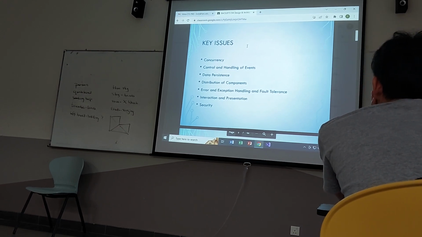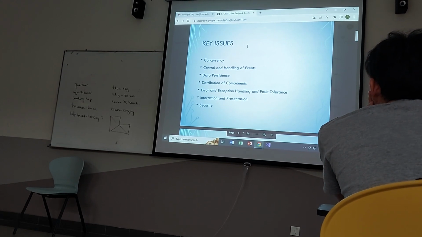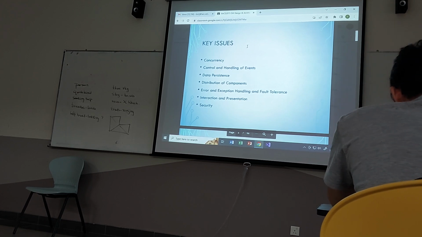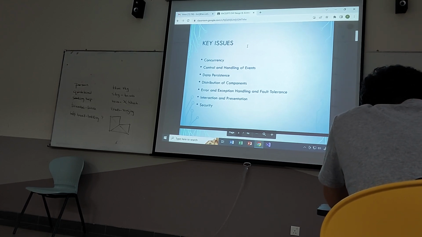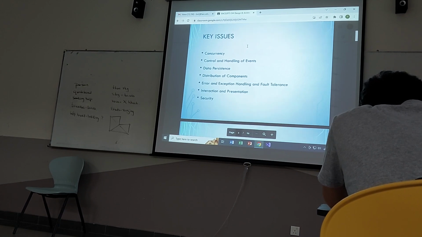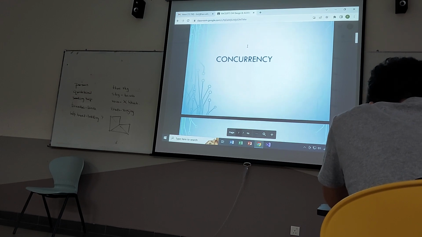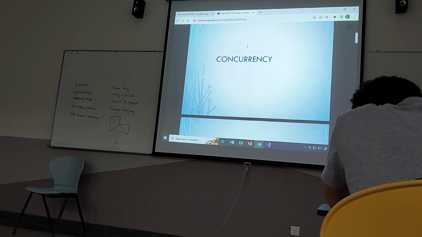It's not as simple as just meeting the functional requirement and the non-functional requirement. Understand? There are other issues to consider, especially when you're going to create a distributed system. That is much more challenging. So now we come to the first issue, concurrency. What is meant by concurrency? Concurrency is those things that happen at the same time.